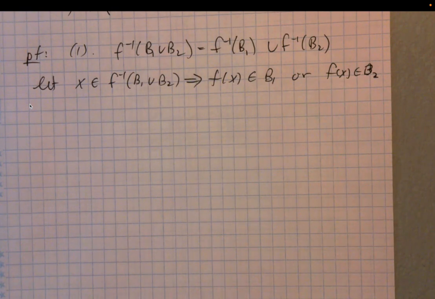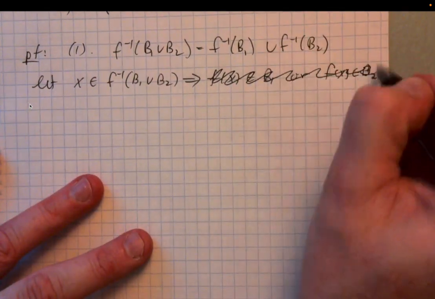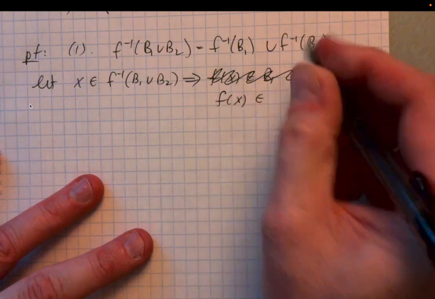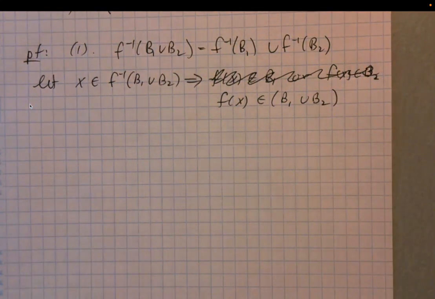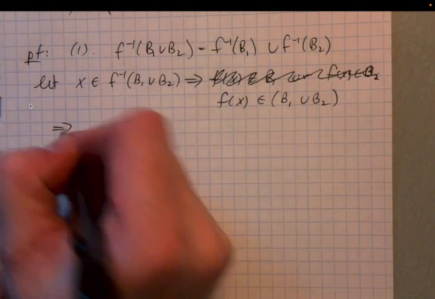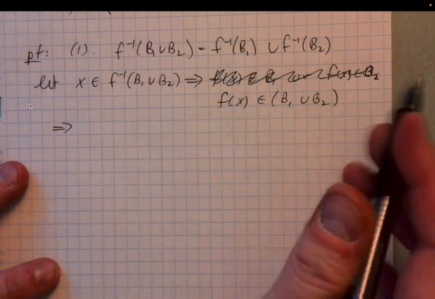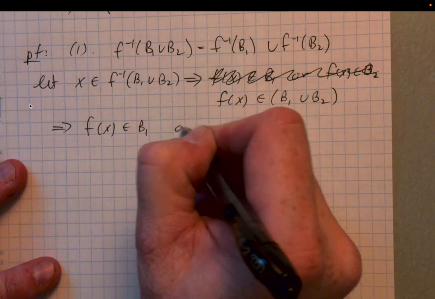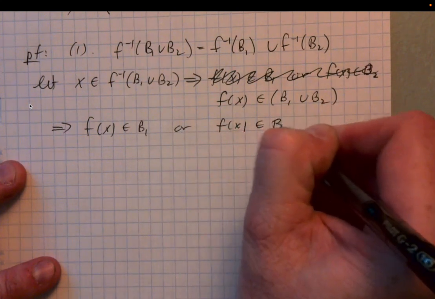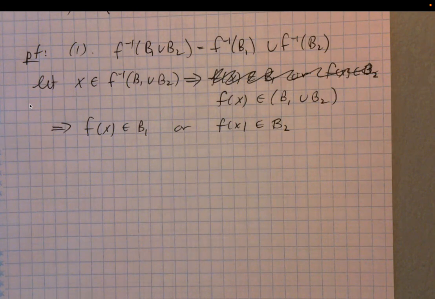So if X is in F inverse of B1 union B2, then by definition of the inverse image of a set, F of X is in B1. Oh, I'm sorry, I wrote that wrong. F of X is in B1 or B2. Sorry about that. What I meant to write is the following. I want to make sure we do this step by step. F of X is in B1, or F of X is in B2. That's what we mean to say.